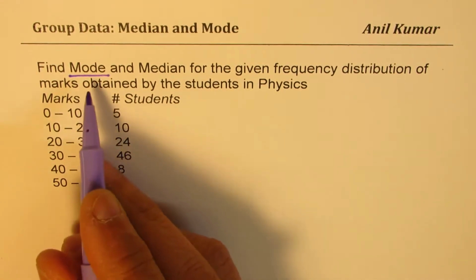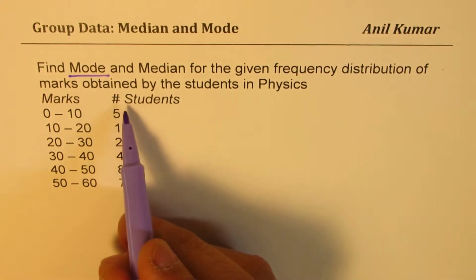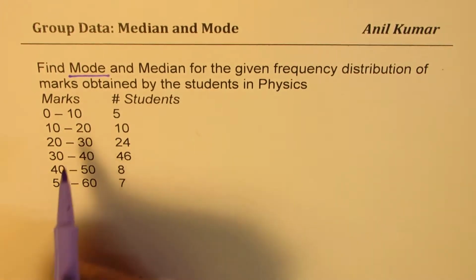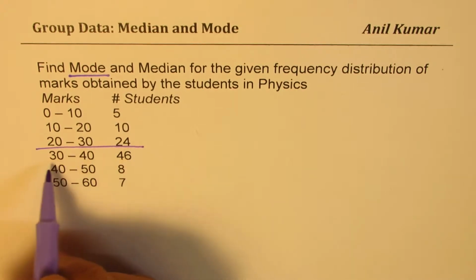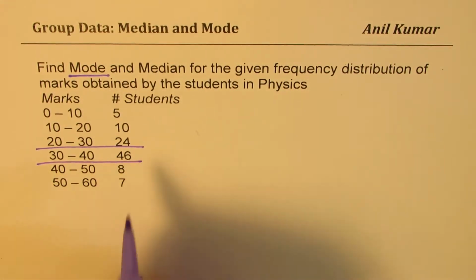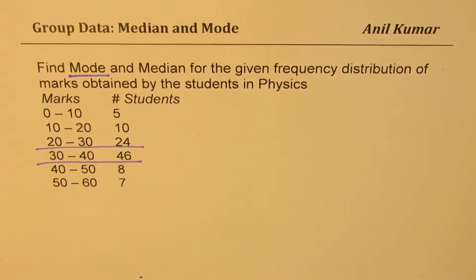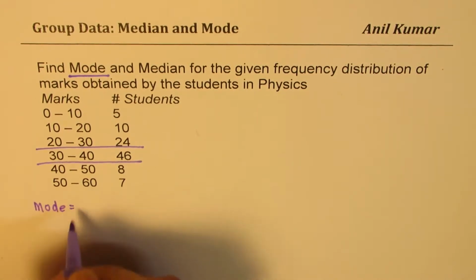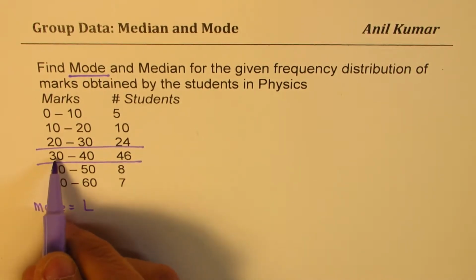Mode means most frequent, right? So you have to look at the numbers of students, and of course 46 is the highest number, so that becomes our modal class. Now this modal class defines all the numbers which we need to calculate the mode, right? So the formula for mode is the lower interval limit, which is 30 in this case, right?